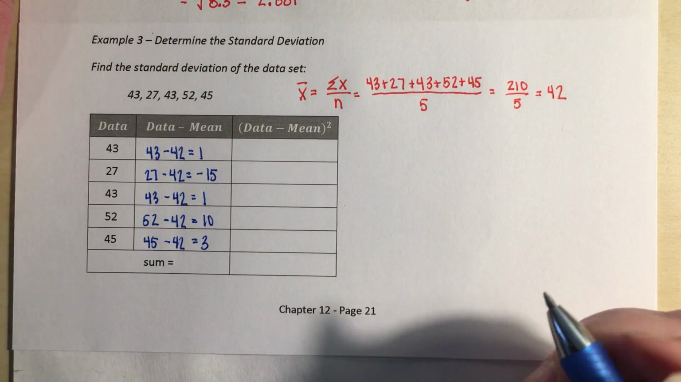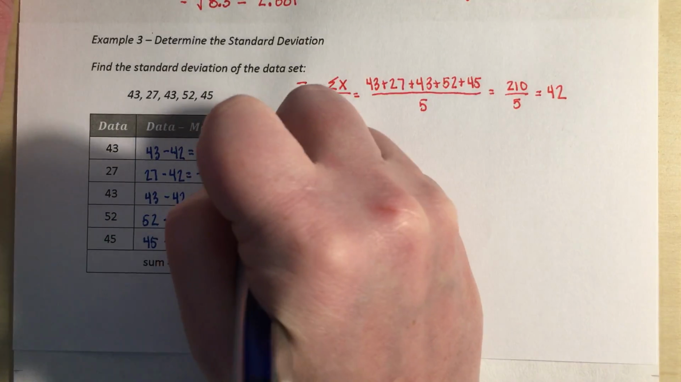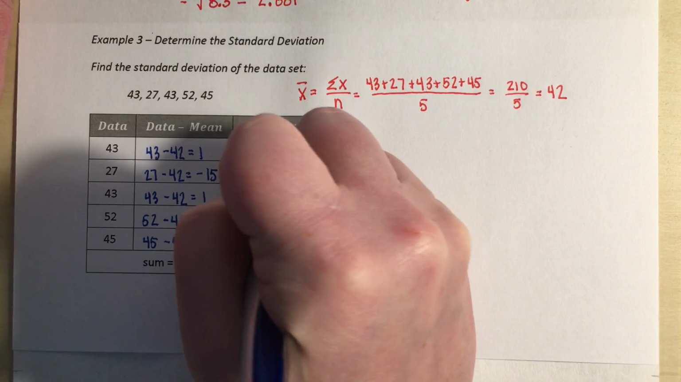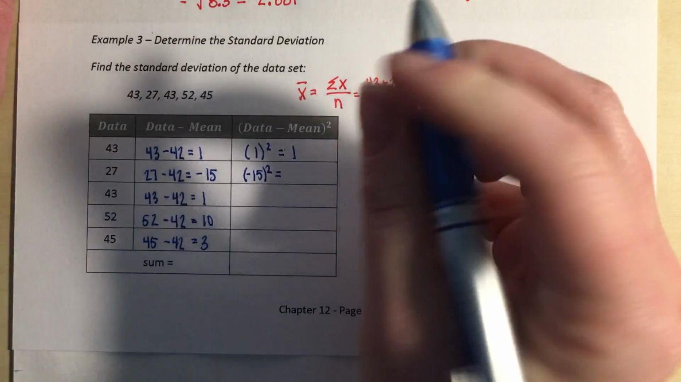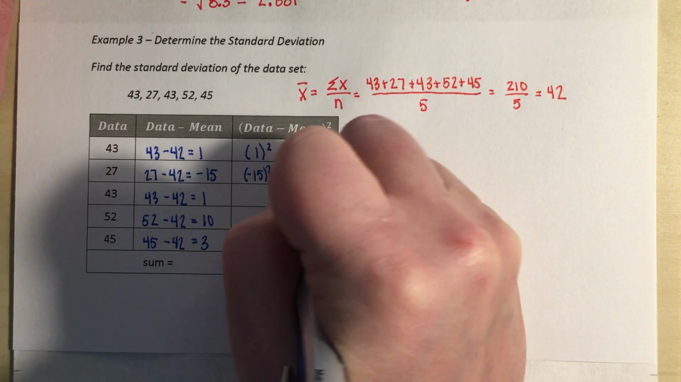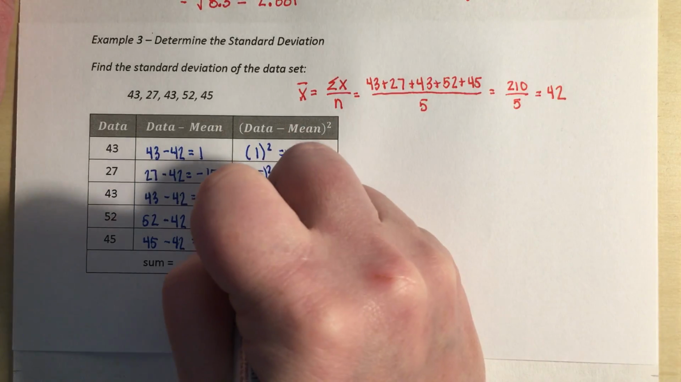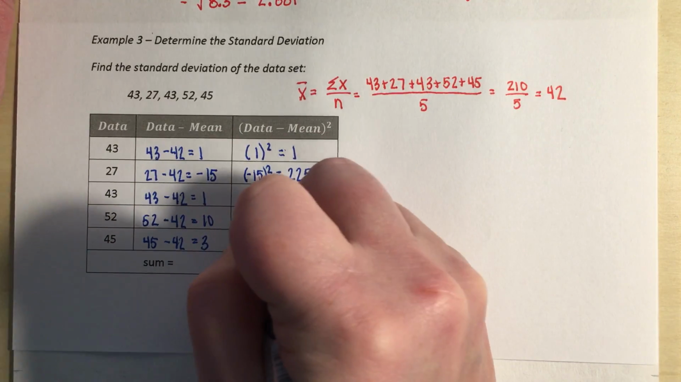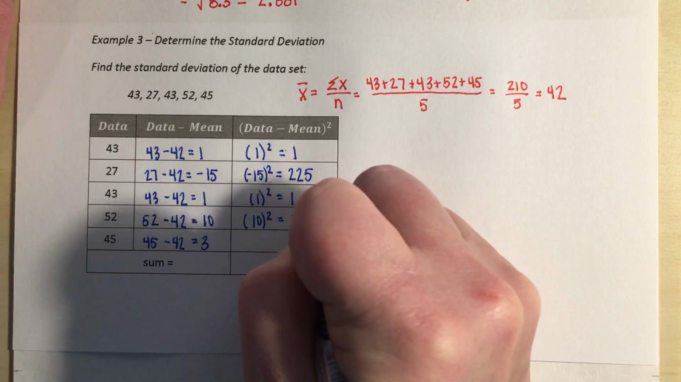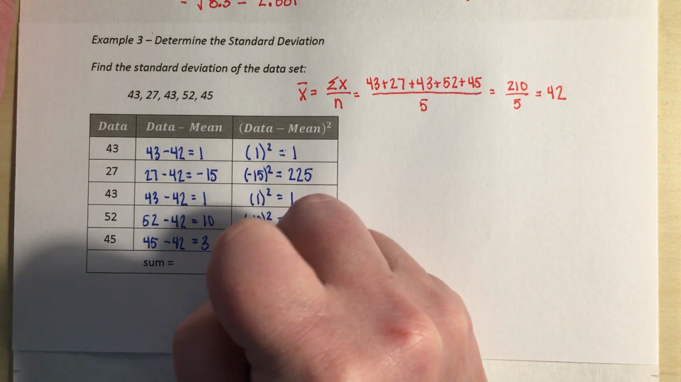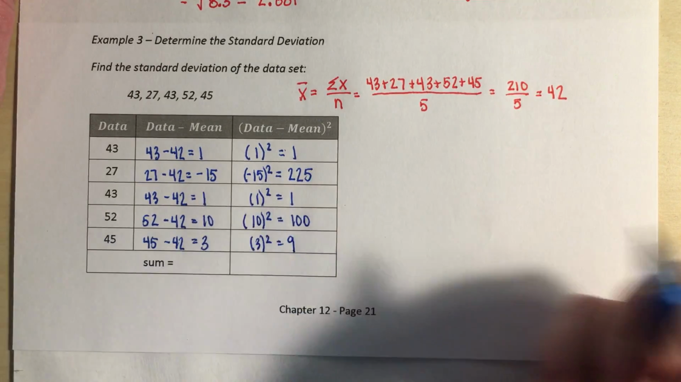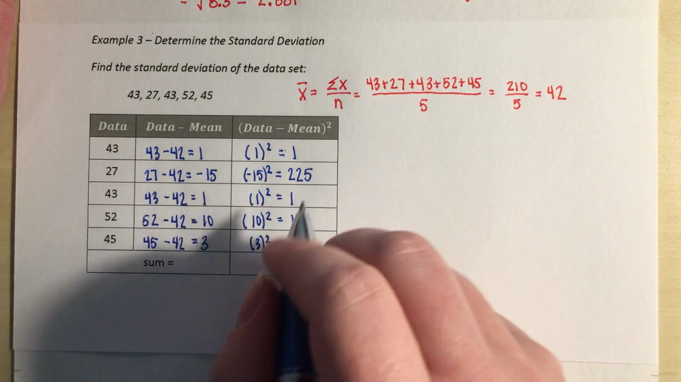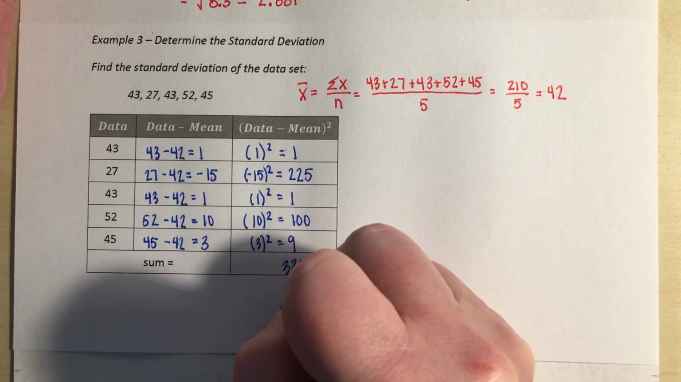All right, now we're going to square all of these values. 1 squared is just 1. Negative 15 squared. Remember, anytime we square a negative, it turns positive. So we get positive 225. 1 squared is just 1. 10 squared is 100. 3 squared is 9. Then we're going to add these values up here. 1 plus 225 plus 1 plus 100 plus 9 gives us 336.